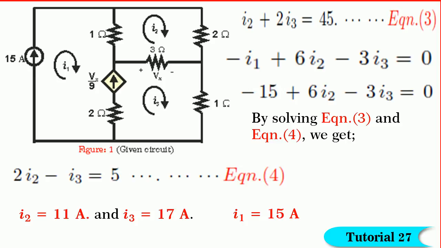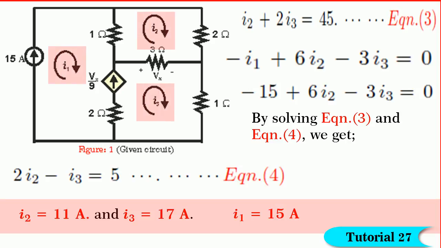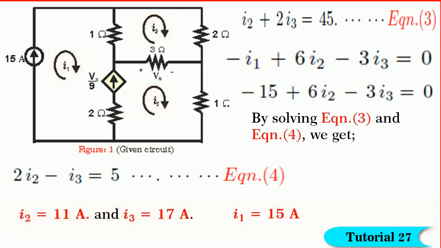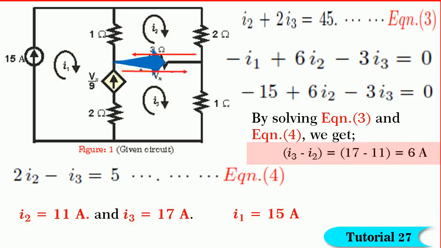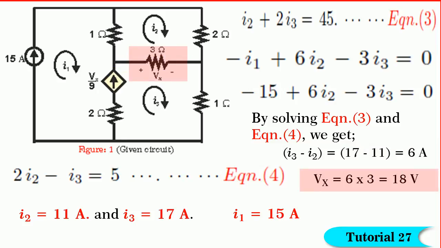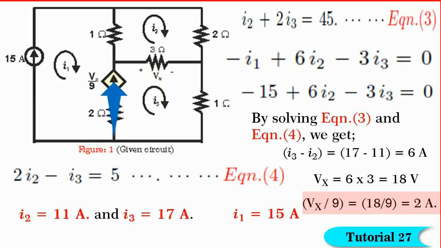Friends, I will tell you how you should check whether your solution is correct or not quickly. First thing you should know is that all the answers we have obtained are positive, so our assumed directions of all the mesh currents are correct. Then current in the 3 ohm resistance is I3 minus I2, and hence we get 17 minus 11 equal to 6 amperes. Voltage across the 3 ohm resistance is 6 into 3 equal to 18 volts. And dependent source current is equal to Vx by 9, that is 18 by 9, which will give us 2 amperes.